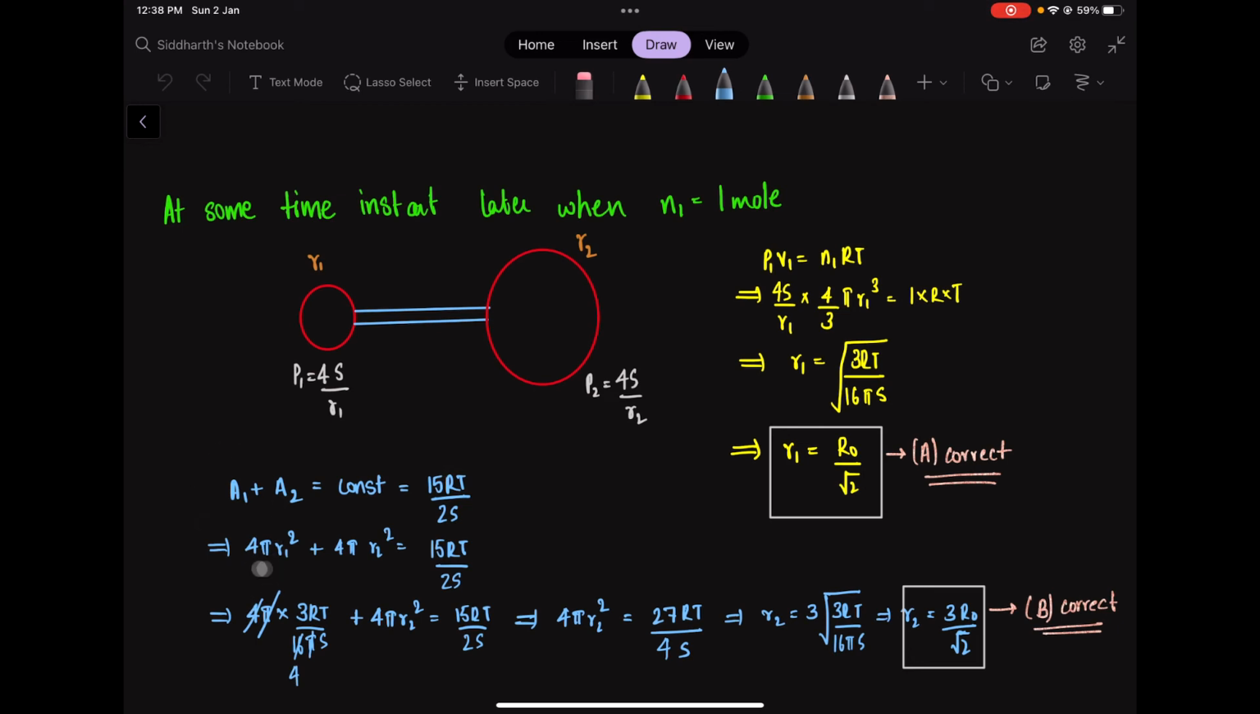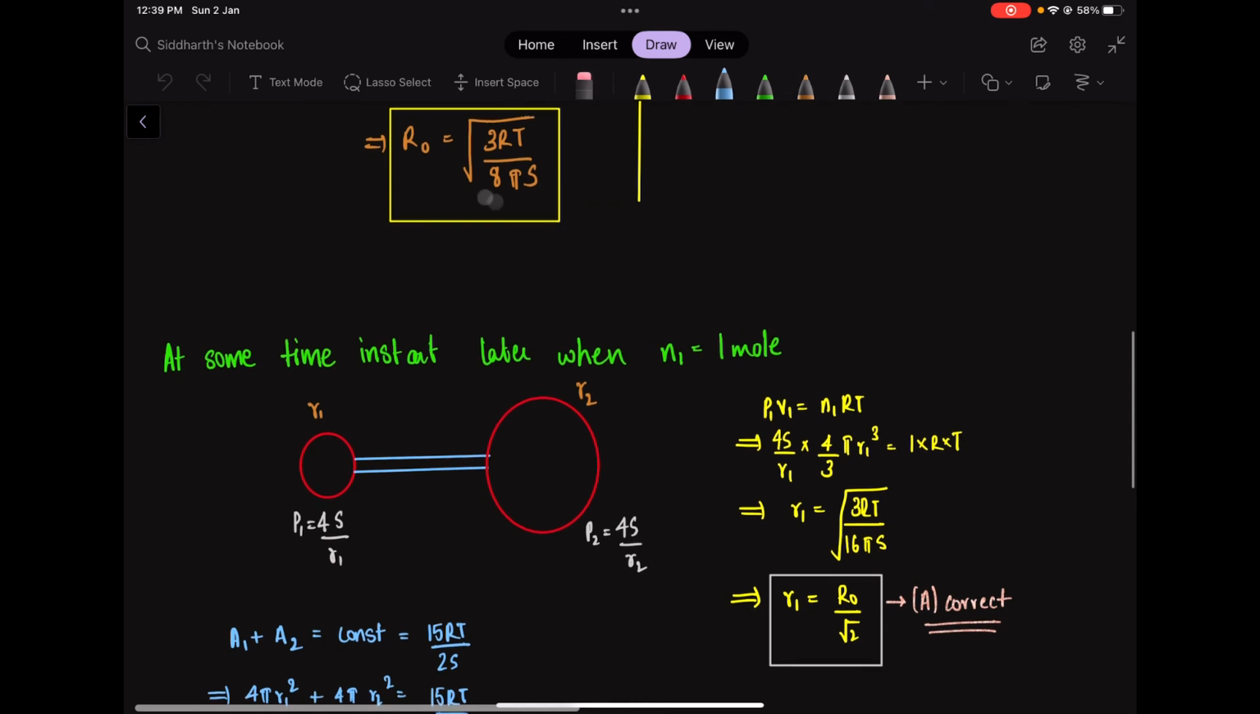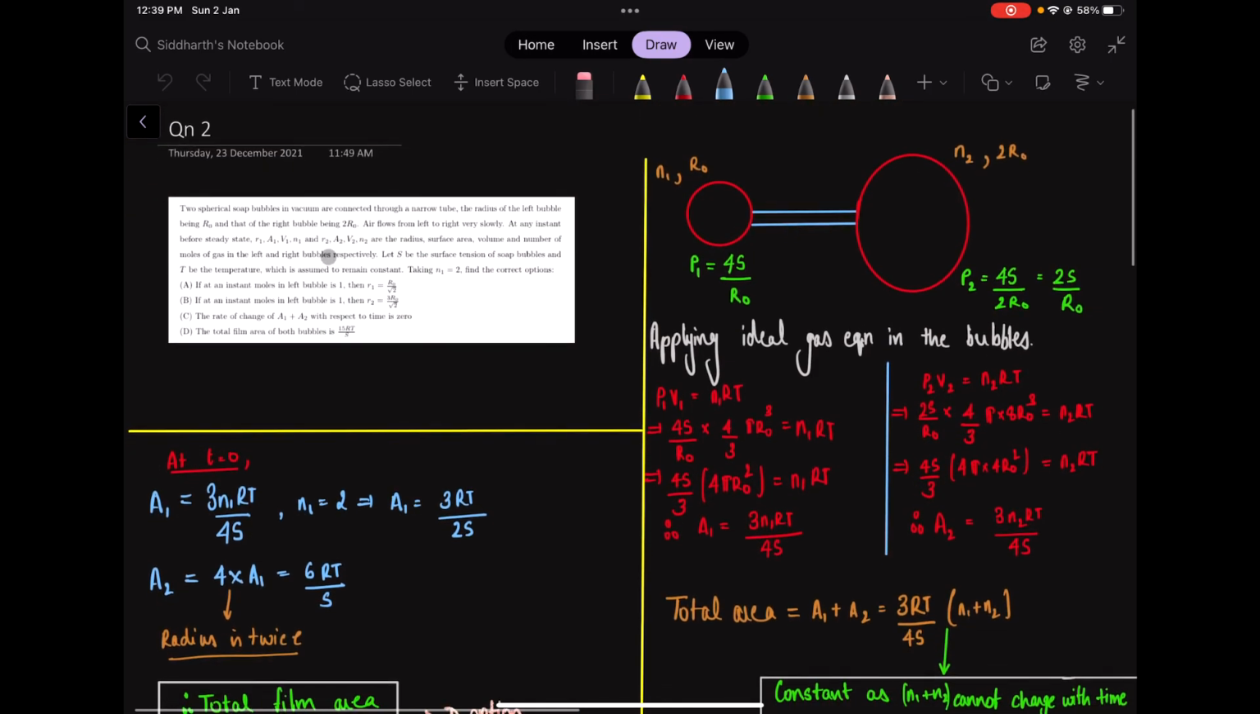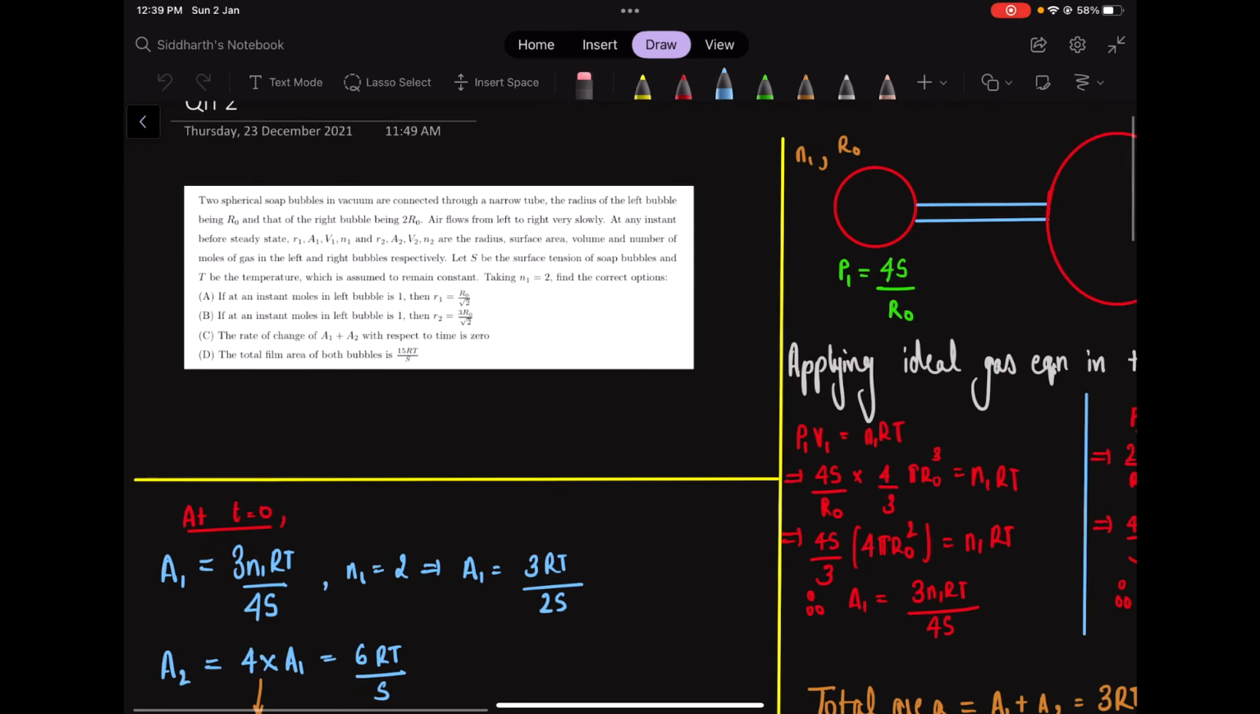So A1 is 4 pi R1 squared and A2 is 4 pi R2 squared. Here when we substitute R1, that is square root of 3RT by 16 pi S, and when we simplify and solve, we get 4 pi R2 squared equal to 27RT by 4S. And R2 is equal to 3 times square root of 3RT by 16 pi S. And again, this and this are kind of similar. When we simplify, R2 comes as 3R0 by root 2, which is B option. So for this question, A, B, C, D all are correct. I hope you got it correct too. Thank you.